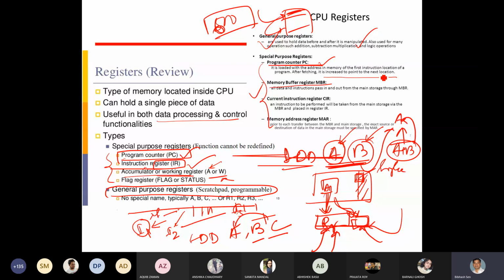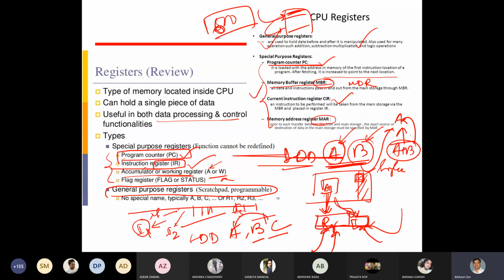And now the memory buffer register, that is the MBR. It is completely for data, our data register. Another is the MAR, which holds the address. MBR is also known as the MDR in some books, the memory data register; both are the same. All data and instructions pass in and out of the main storage through the MBR. After getting the instruction in the MBR, it will be loaded to the CIR, the current instruction register, also called the IR. An instruction to be performed will be taken from the main storage via the MBR and placed in the register.